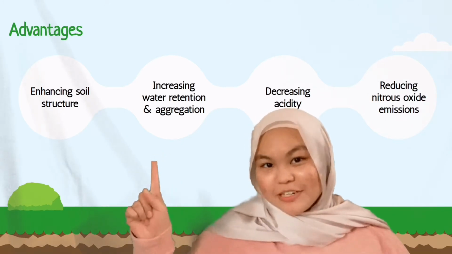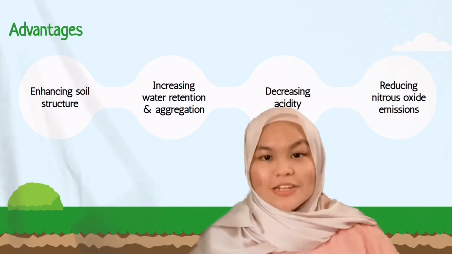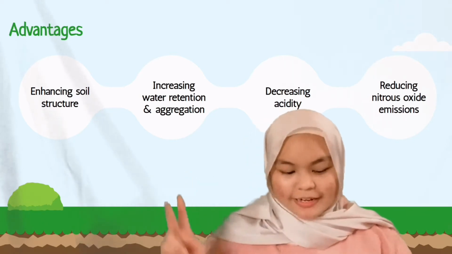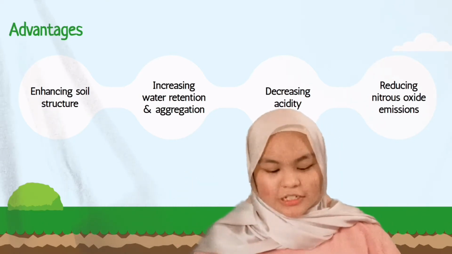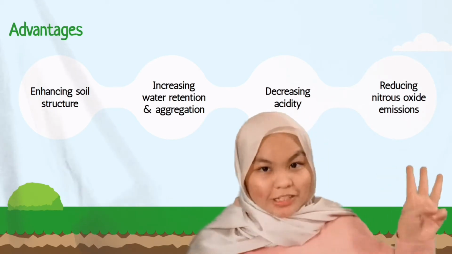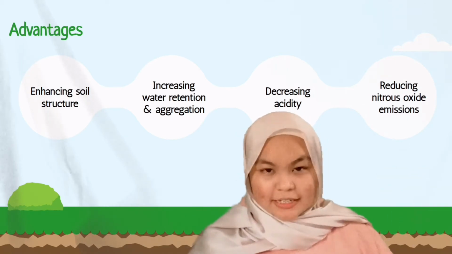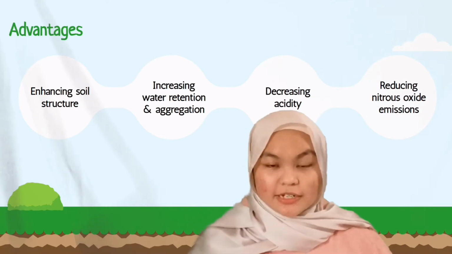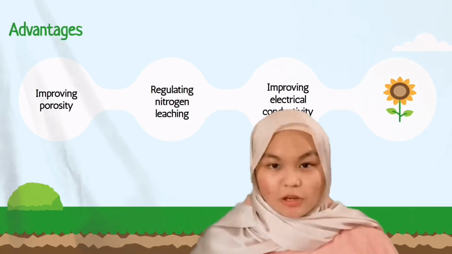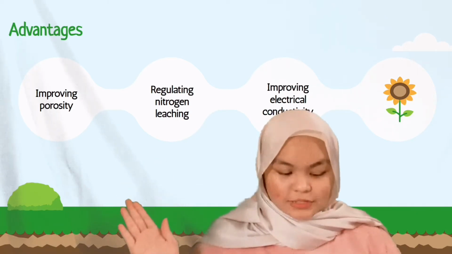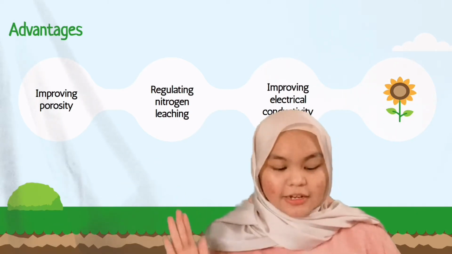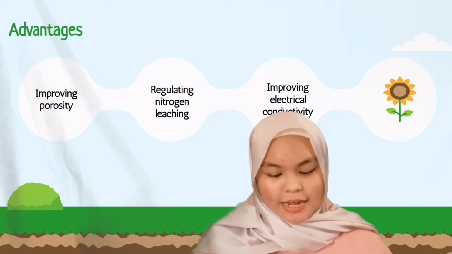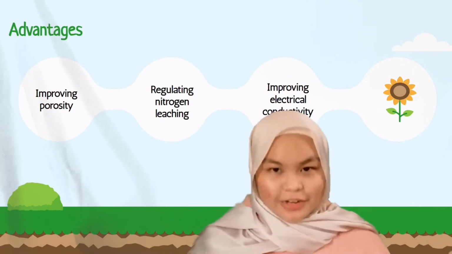So the first one is enhancing soil structure. Second, increasing water retention and aggregation. Third, decreasing acidity. And fourth, reducing nitrous oxide emissions. Next, we continue with improving porosity, regulating nitrogen leaching, and lastly, improving electrical conductivity.